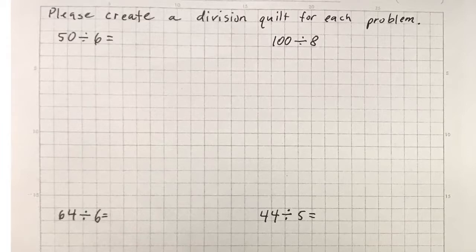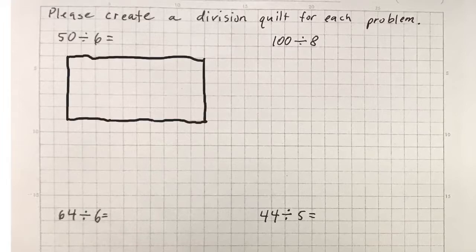So first I need to make a shape of 50, and I can do a rectangle for 50. If I simply do 1, 2, 3, 4, 5 by 10, and then I'm dividing this 50 block shape into divisions of 6. So I could do this. There's 6. There's 6. That's 6. You can split it up any way you want.